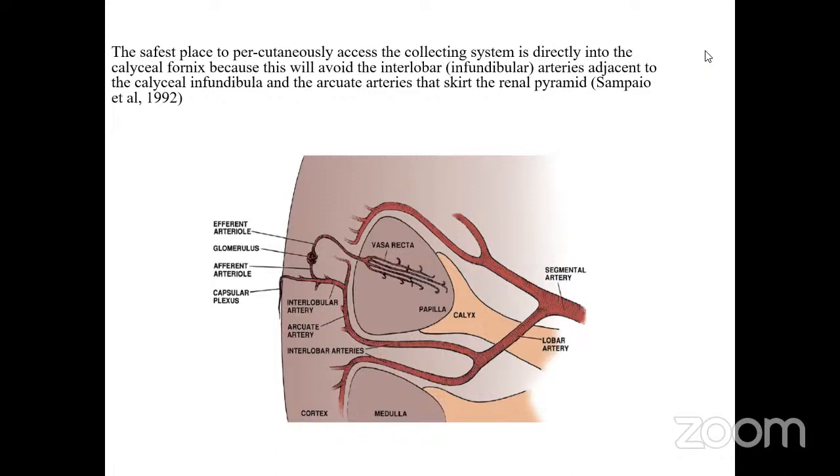The following diagram shows that segmental arteries, as they enter the renal sinus, as they enter the hilum, divide into anterior and posterior circulation, and the segmental artery then divides in the renal sinus into lobar artery. Lobar artery then divides into interlobar arteries, which give rise to arcuate arteries. Arcuate arteries give rise to interlobular arteries, which give rise to afferent arteriole, which forms the glomerulus.